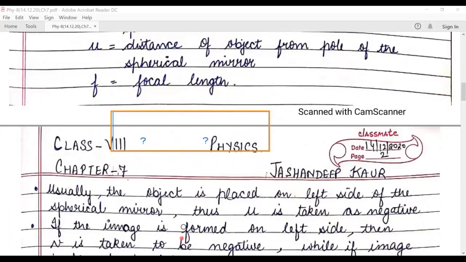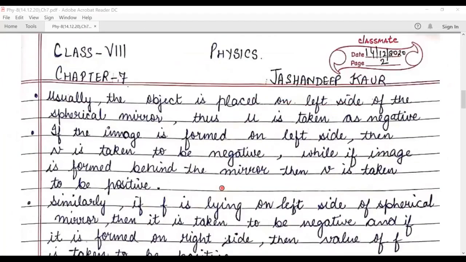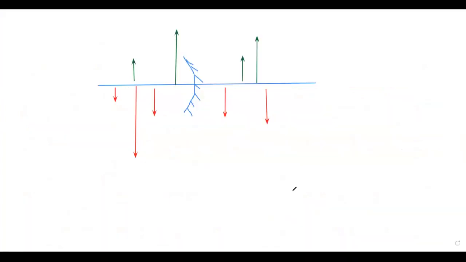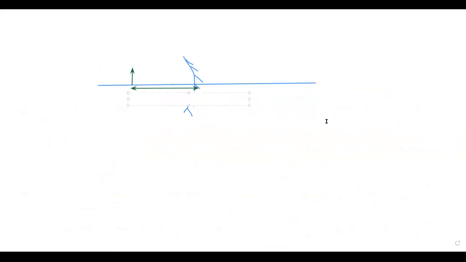Now students, coming further, usually the object is placed on the left side of the spherical mirror. In all the cases of ray diagrams where we have placed the object, we have always placed the object on the left side of the mirror, whether you have a convex or concave mirror. That means the distance u will be taken as negative.